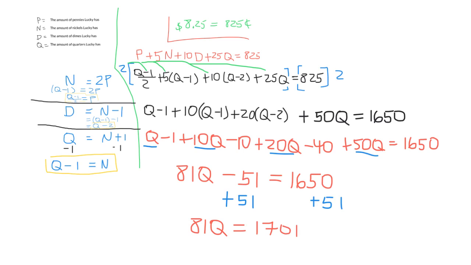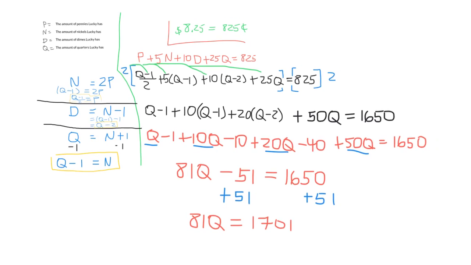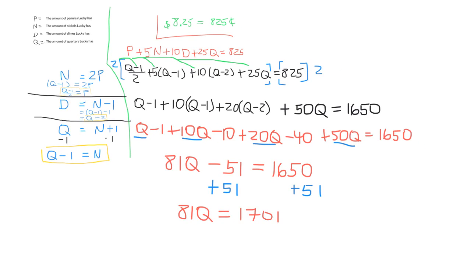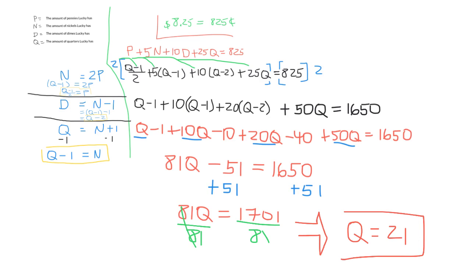So at this point, as many of you at home know, you would have to divide both sides by 81. And then, believe it or not, you are going to have the answer. The answer is Q equals 21. And that is answer choice J. So that's how you do problem number 52.